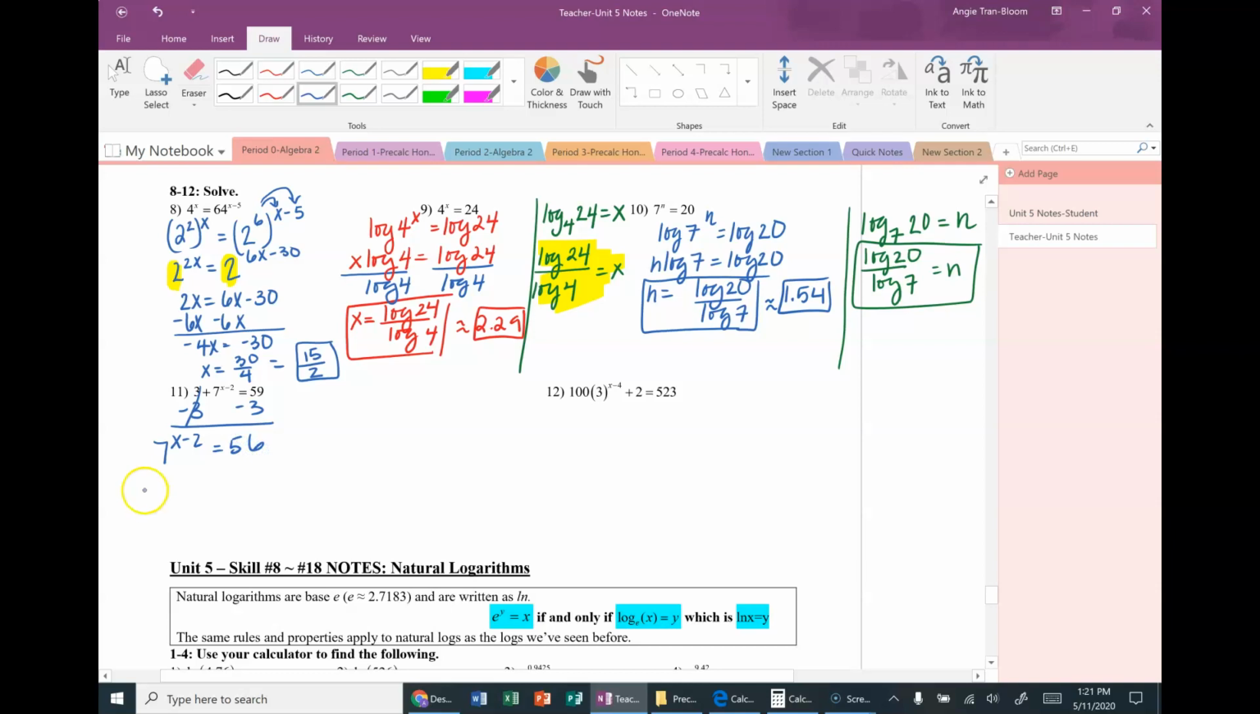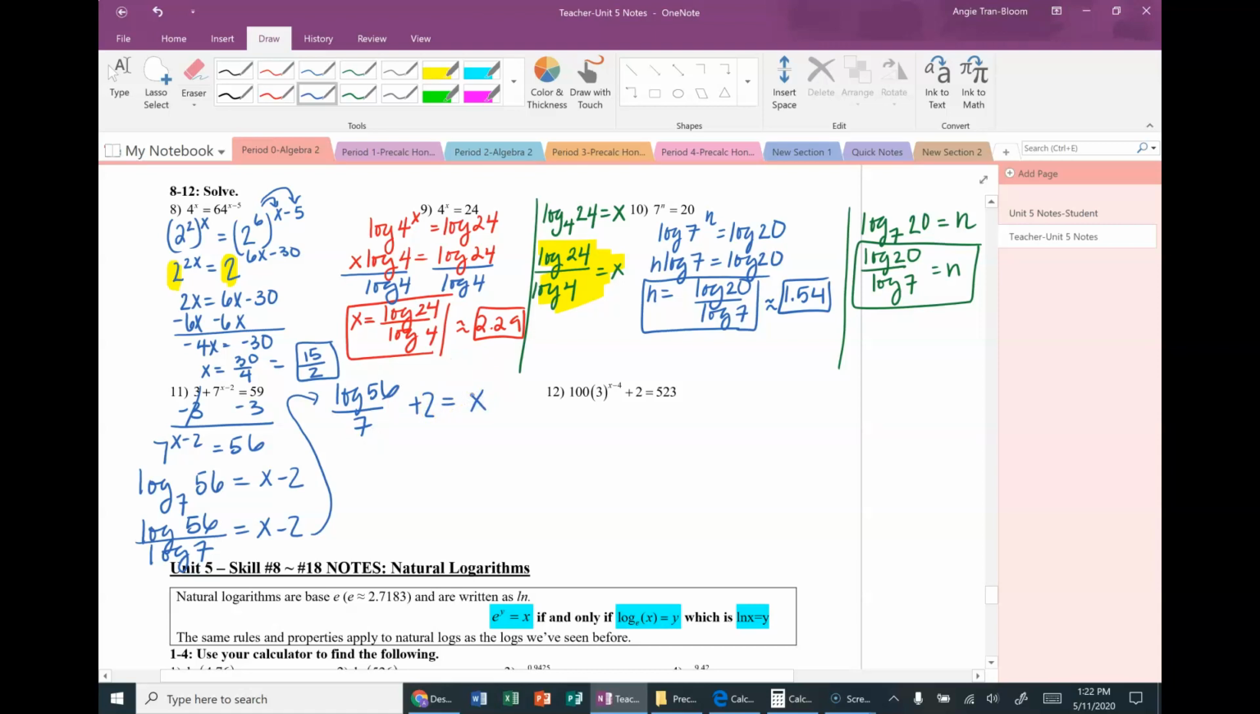So now we are going to write it as a log. Log base 7 of 56 equals x minus 2. As you can see, this can be rewritten as log of 56 divided by log of 7 equals x minus 2. I'm out of space, so I'm just going to move up here really quickly. I'm going to add 2 to both sides. So log of 56 over log of 7 plus 2 equals x.